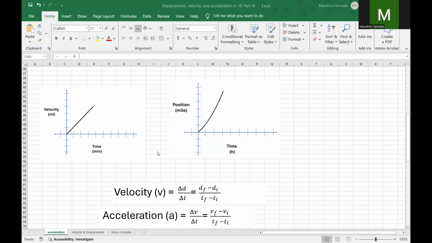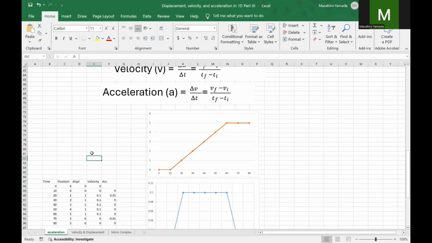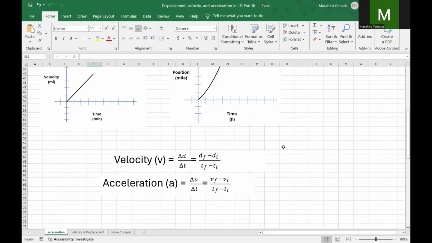In this video, we're going to talk about acceleration. The mathematical formula of acceleration is very close to velocity. By definition, now instead of d, it's the change in velocity. To show that, I actually calculated the exact same examples as in the previous videos.